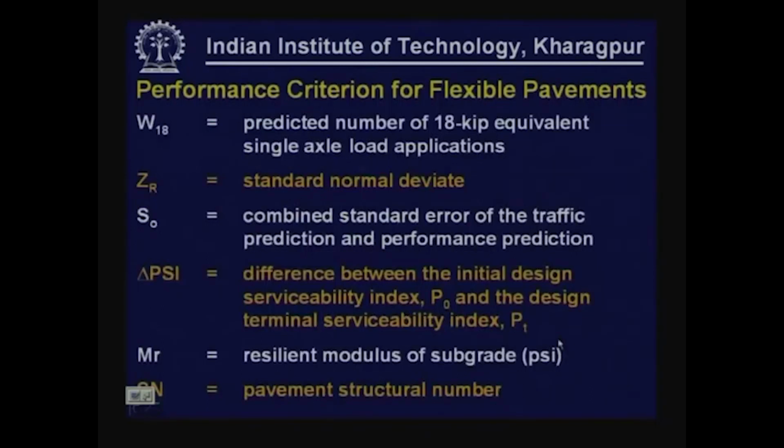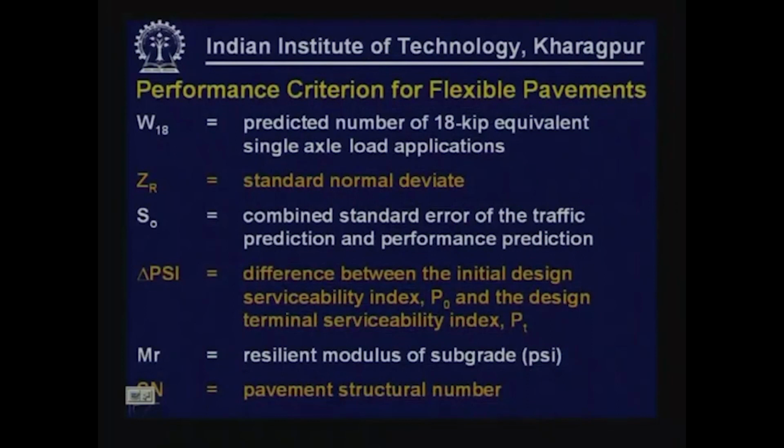To describe briefly the parameters that are used, W18 is the predicted number of 18 kip equivalent single axle load repetitions. This is the number of repetitions for which the pavement is being designed. ZR is a standard normal deviate. We can select the value of the standard normal deviate corresponding to the level of reliability that we want to have, 99%, 95%, 85%.